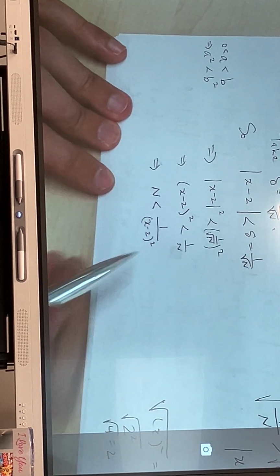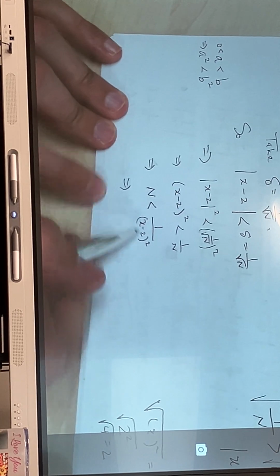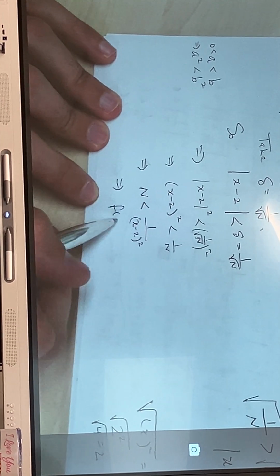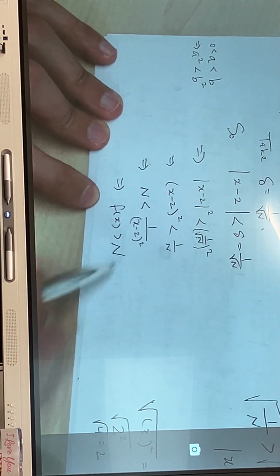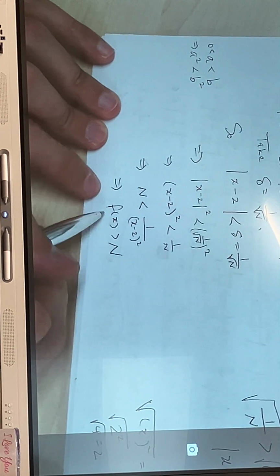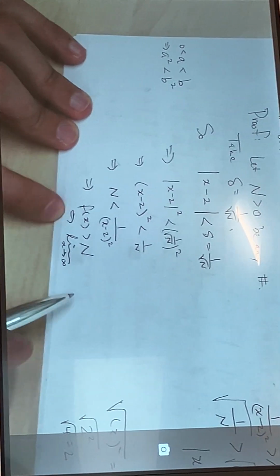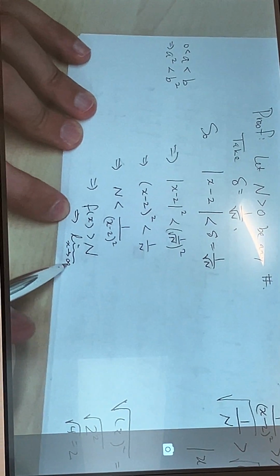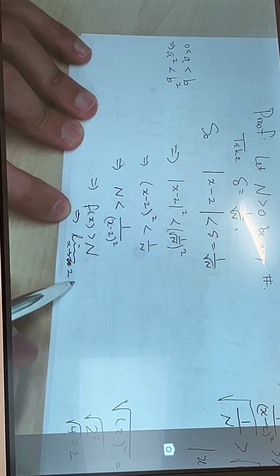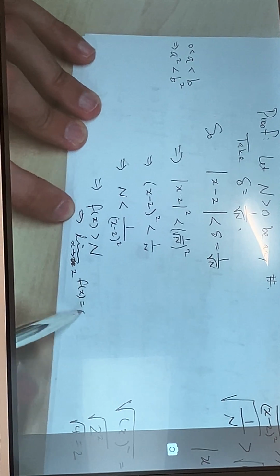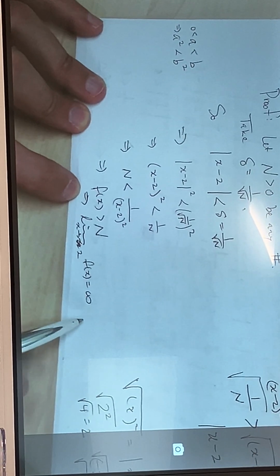The function value, that's what's there. The function value is greater, we have that one, I'm going to reverse the order again. The function value is greater than n. So the limit as x approaches 2 of f of x is infinity. We proved that one.